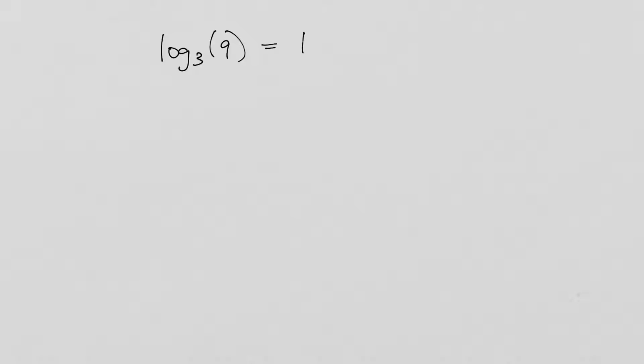Well, if you rewrite 9 as 3 squared, now this base and this base are the same thing, so they will undo each other, and we get a 2. Right?